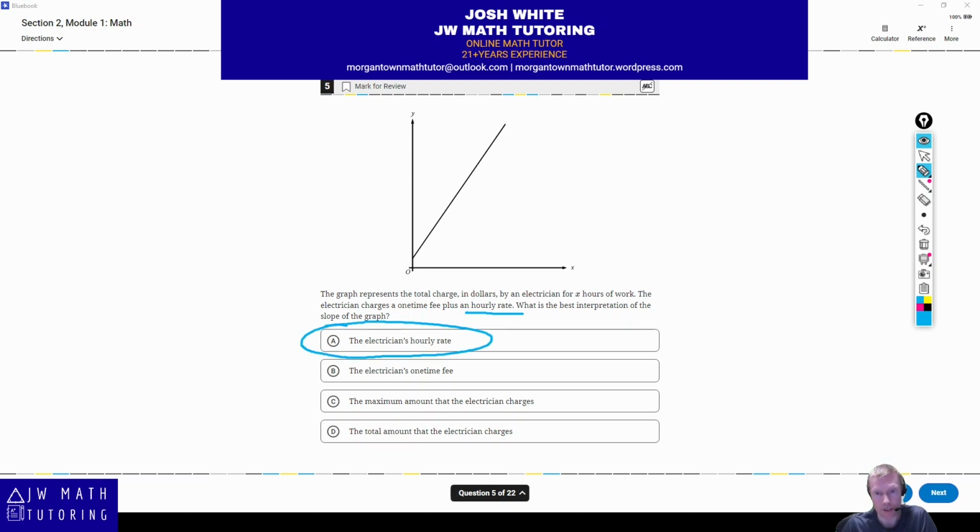Just one other thing to point out, the y-intercept would be the one-time fee. In other words, that's how much he charges before he's actually done any work. Just so you know, if a similar question comes up.